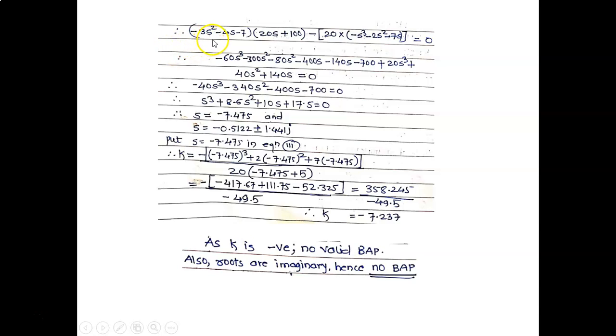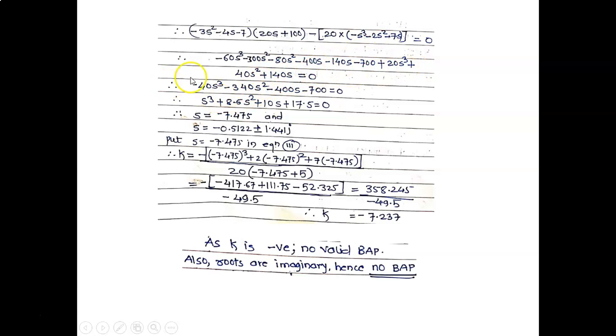Therefore minus 3s square minus 4s minus 7 into 20s plus 100 minus of 20 into bracket minus s cube minus 2s square minus 7s is equal to 0. Therefore minus 60s cube minus 300s square minus 80s square minus 400s minus 140s minus 700s plus 20s cube plus 40s square plus 140s is equal to 0.